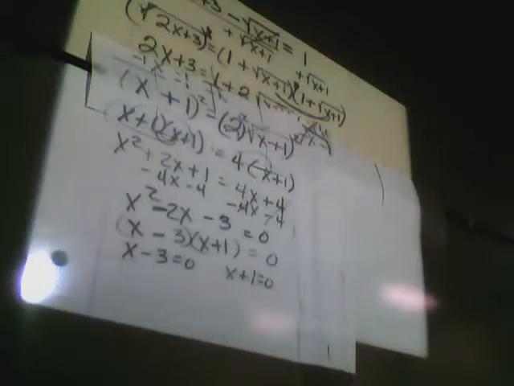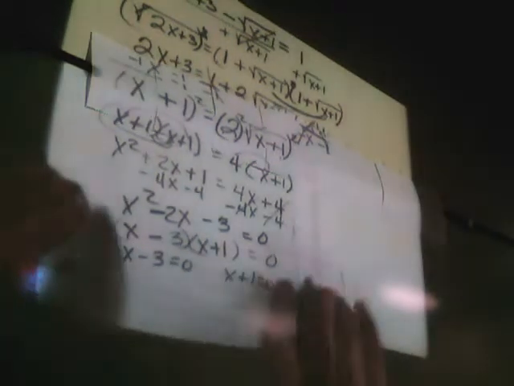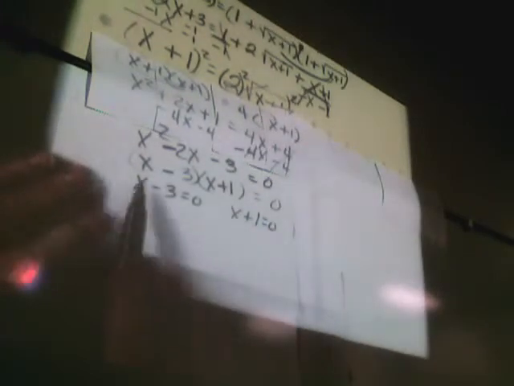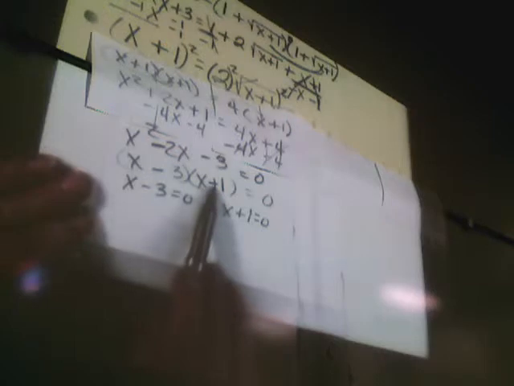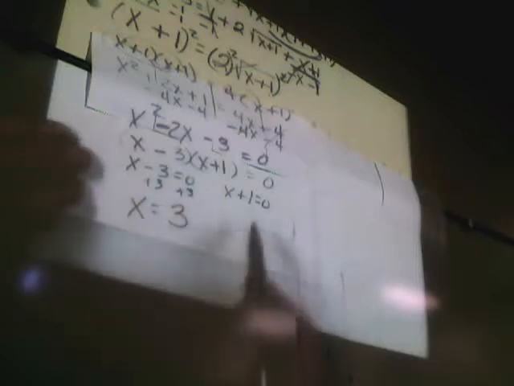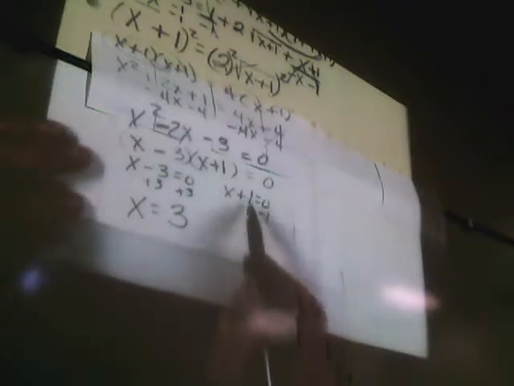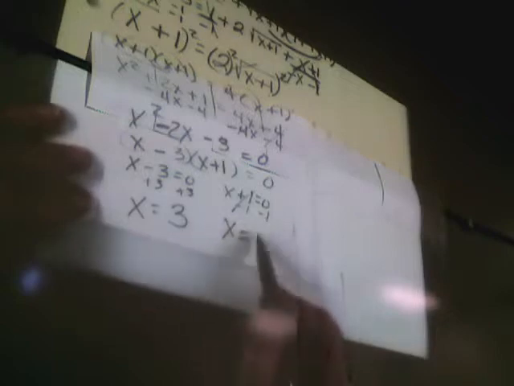Okay, so we've got all the way down from the beginning of this problem to where we've got it factored out, equal to 0. So now we set each one of these equal to 0. This one, we're adding 3 to both sides. X is 3. Subtract 1 from both sides. X equals -1.